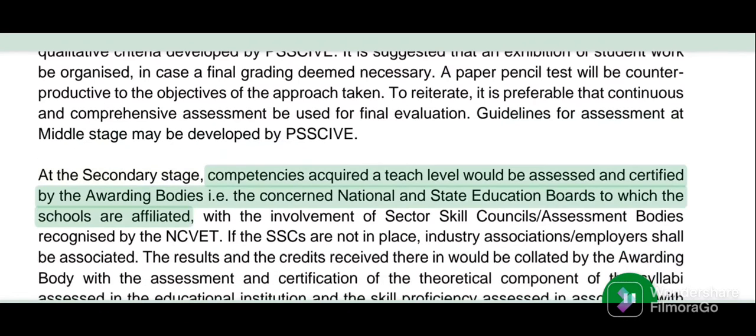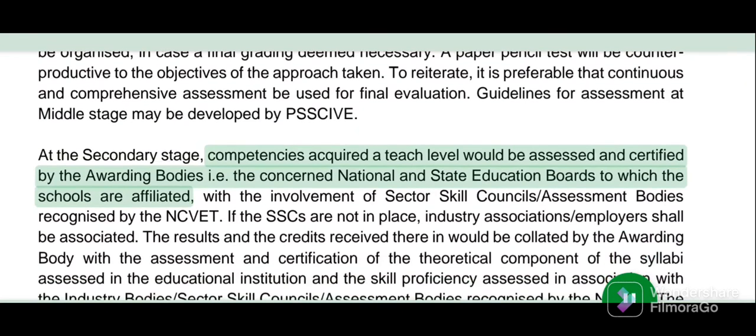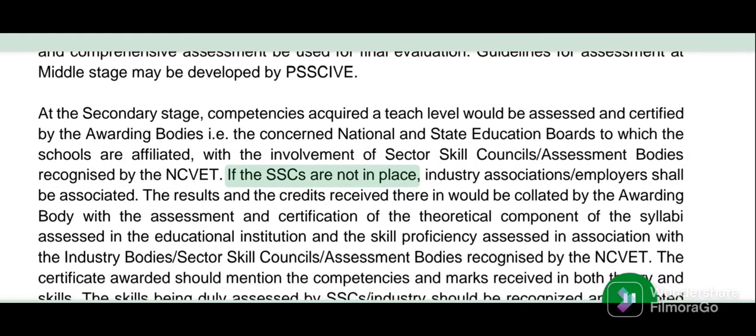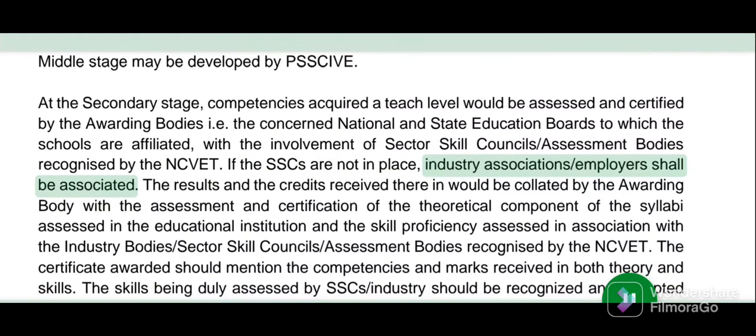At the secondary stage, competencies acquired at each level would be assessed and certified by the awarding bodies, i.e., the concerned national and state education boards to which the schools are affiliated, with the involvement of sector skill councils and assessment bodies recognized by the NCVET. If the SSCs are not in place, industry associations and employers shall be associated.